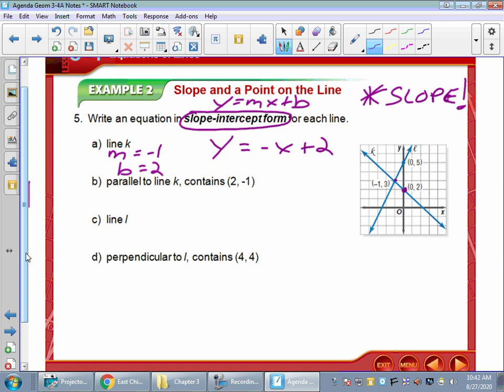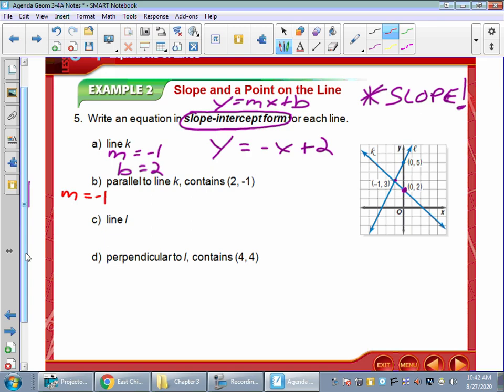So letter B, because it's parallel to line K, well, line K's slope was negative 1. If you remember that parallel lines have the same slope, then you would know that this slope has to be negative 1 as well. Sorry, my smartboard's messed up on me. So that slope has to be -1 for that one, okay? And then you have to plug in the point to find the new equation.